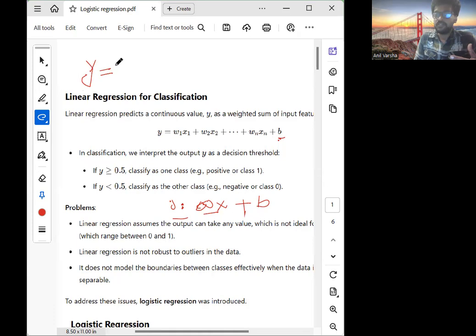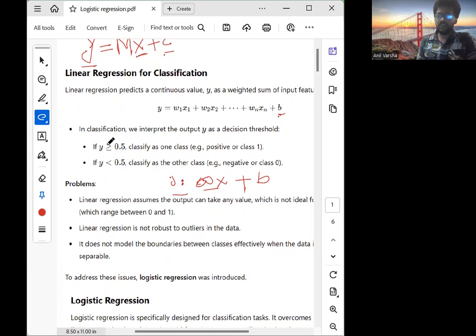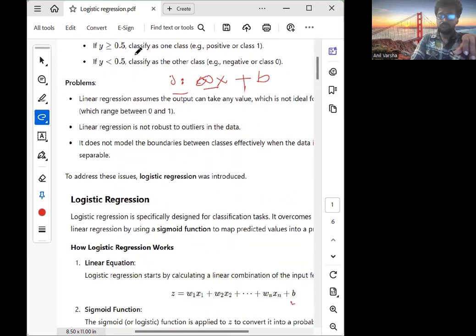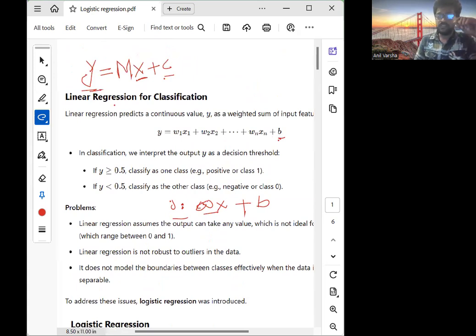y is equal to mx plus c, or whatever, wx plus b, and one or more independent variables. This is a dependent variable, x is an independent variable, and c is the intercept here, right? Now, in its simple form, the model is represented as y is equal to mx plus c, where y is the predicted value and x is the input value, m is the slope, and c is the intercept, the bias. We already knew this.